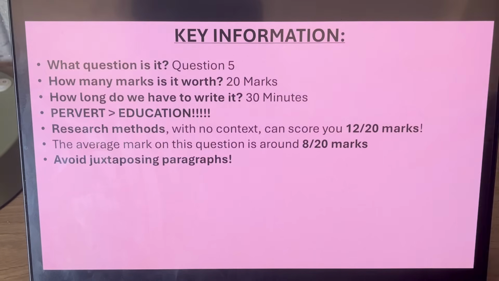Key information. So what question is it? It's on paper 1 and it's question 5. How many marks is it worth? It is worth 20 marks. So that is a quarter of the paper, your methods and context. That's quite a lot. How long do we have to write it? We have 30 minutes to answer the methods and context question.